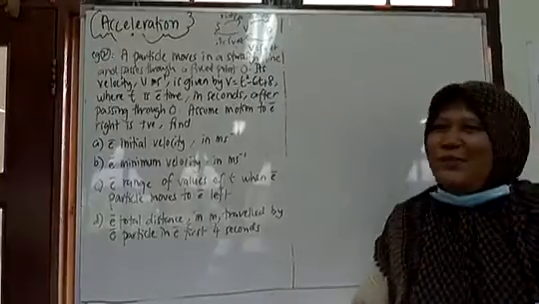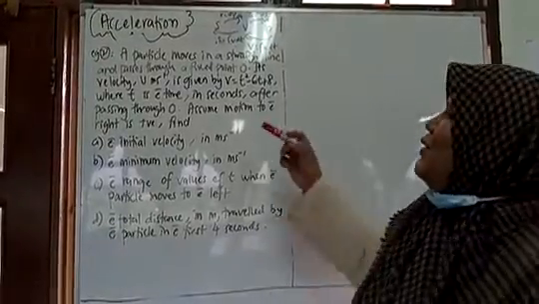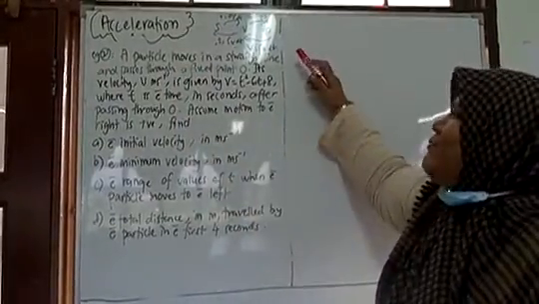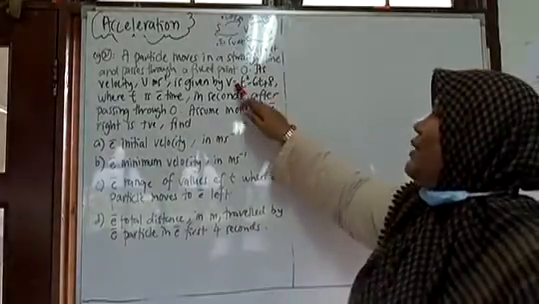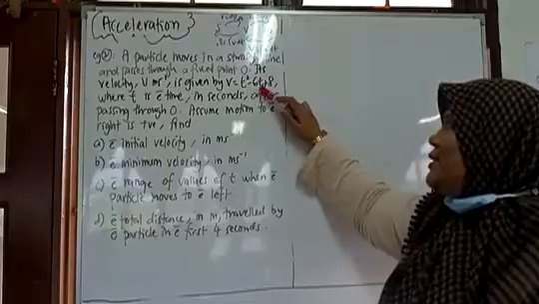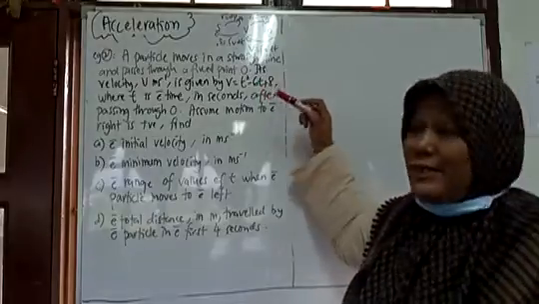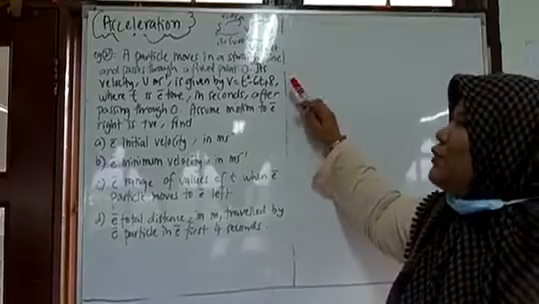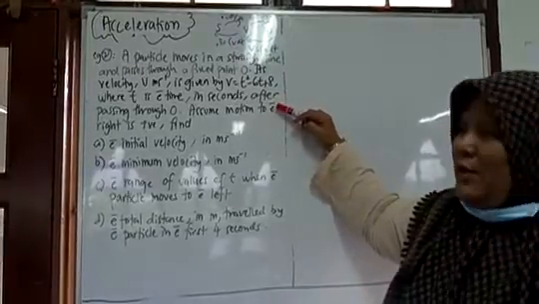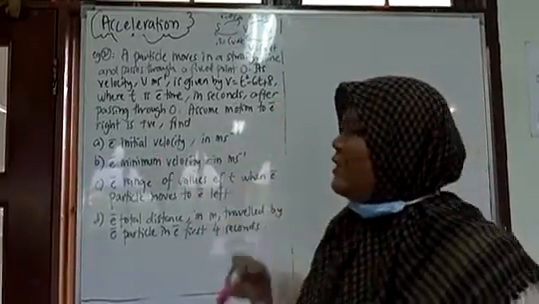Let's move on to example 2. A particle moves in a straight line and passes through a fixed point O. Its velocity is given by v = t² − 6t + 8, where t is the time in seconds after passing through O. By assuming motion to the right is positive, find the initial velocity.